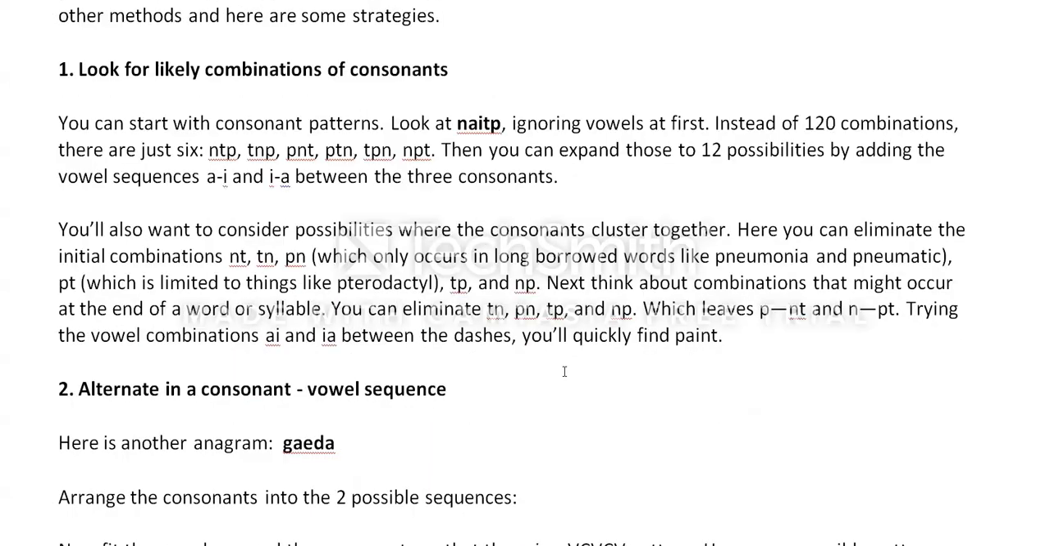The first strategy I want you to look at is to look for likely combinations of consonants. If we get rid of the vowels from our original anagram, you find that instead of 120 possibilities, there's now only 6. These 6 here. And you can expand that to 12 by putting in the groups of vowels. You can put in the AI, try and fit that in, and the IA. If you do that, you'll quickly get to your answer, which will be paint.